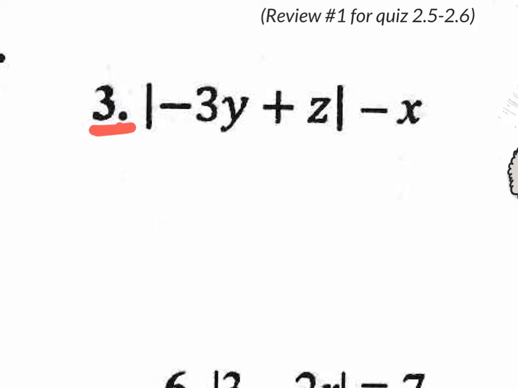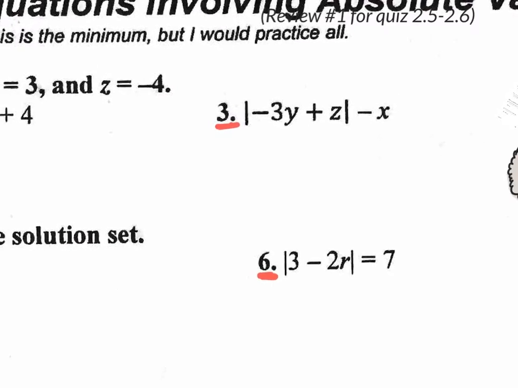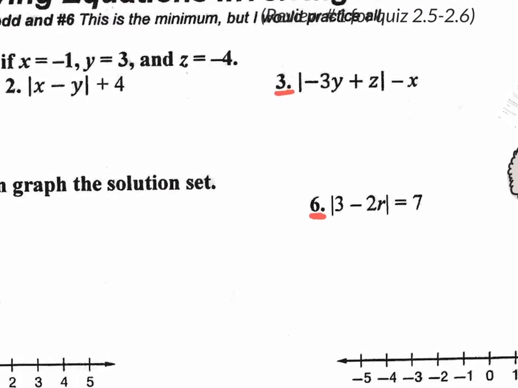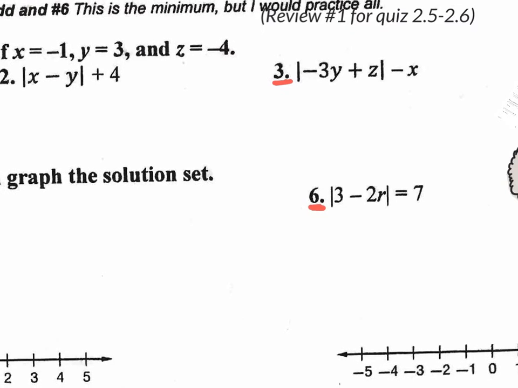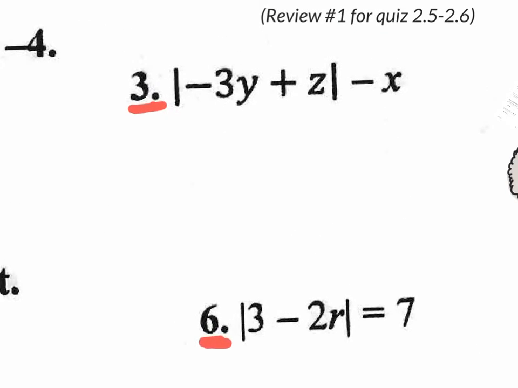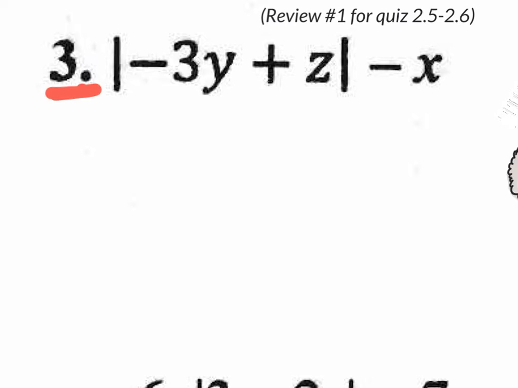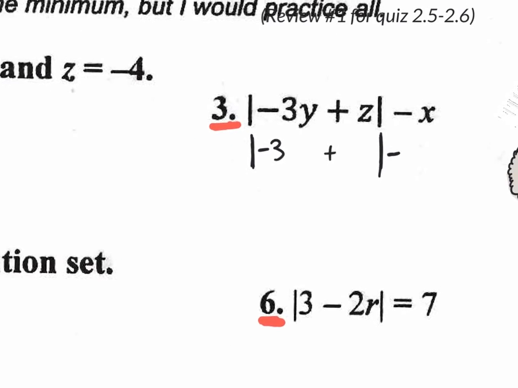So right here, I give you 3 different values that I want you to plug in. The value of -1, 3, and -4 for x, y, and z. So again, the advice I give when you're evaluating is to rewrite everything exactly the way it is and leave some blank spots where your variables belong. So I'm going to rewrite it. Absolute value, -3y, I'm going to leave it blank, plus z, I'm going to leave it blank, close my absolute value, minus x, I leave it blank.